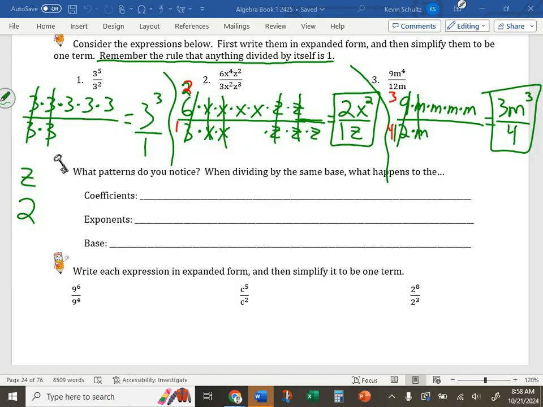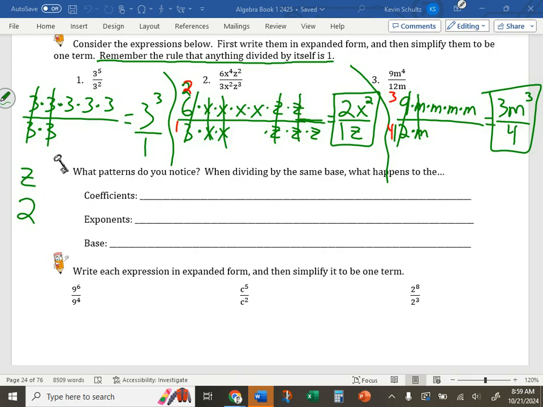Now, as critical thinkers, as mathematicians, we don't want to have to write expanded form out all the time. It's tedious. It's good to understand it, but the rule is much more efficient. So take a look at what we did. What did we do with the coefficients? What did we do with the exponents? What did we do with the bases? Instead of writing this out in expanded form every single time, we have this rule to look at. Grayson, what did you see?